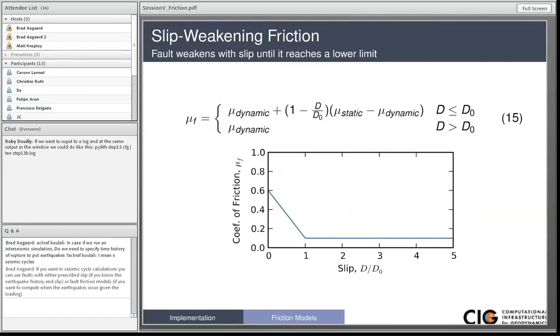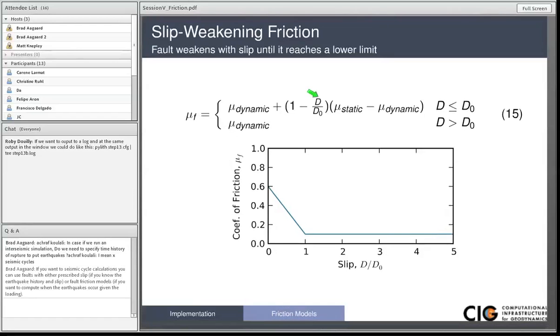And so the essence of the healing is at what point, if I start accumulating slip and I exceed my value of D0, at what point do I want the coefficient of friction ever to return to its static value? In a quasi-static simulation, usually we're thinking of an earthquake occurring in one time step, because we're using time steps of, say, 5 years or 10 years, and so we want all the slip associated with an earthquake to occur in one time step.